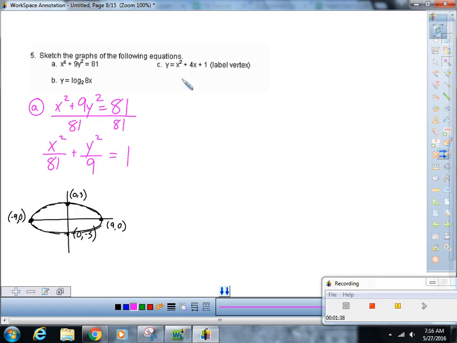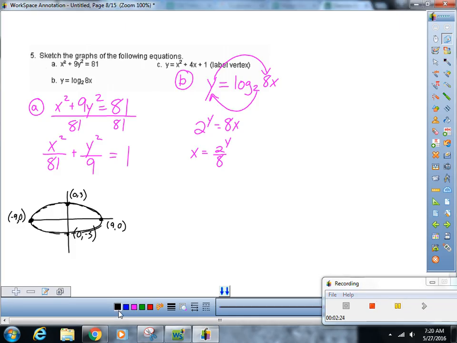For part B, once again, you've got to use your change of base formula here. Y equals log base 2 of 8x. Remember this little wheel? It's the base to that equals that. So 2 to the y equals 8x. That doesn't look all that familiar, so you divide each side by 8, and you end up getting x equals 2 to the y over 8.